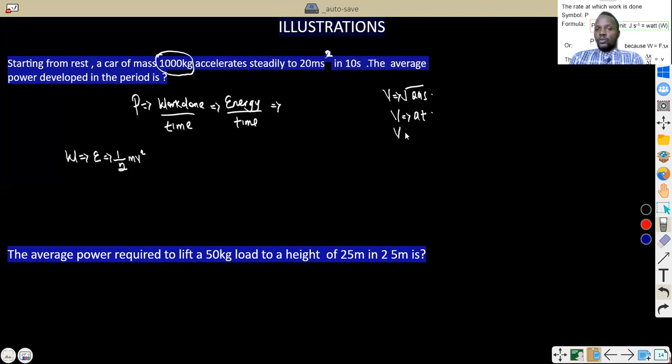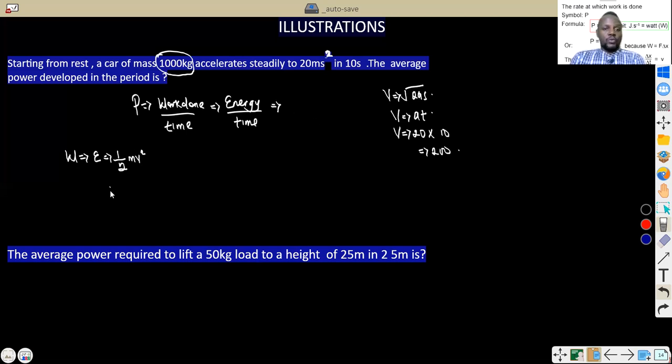So if we say v equals u plus at, I'm not using u because it's starting from rest. What is the acceleration? 20. What is the time? The time is 10. What is 20 times 10? 200. I hope you understand this. And that is that. So directly we can now come to the formula.